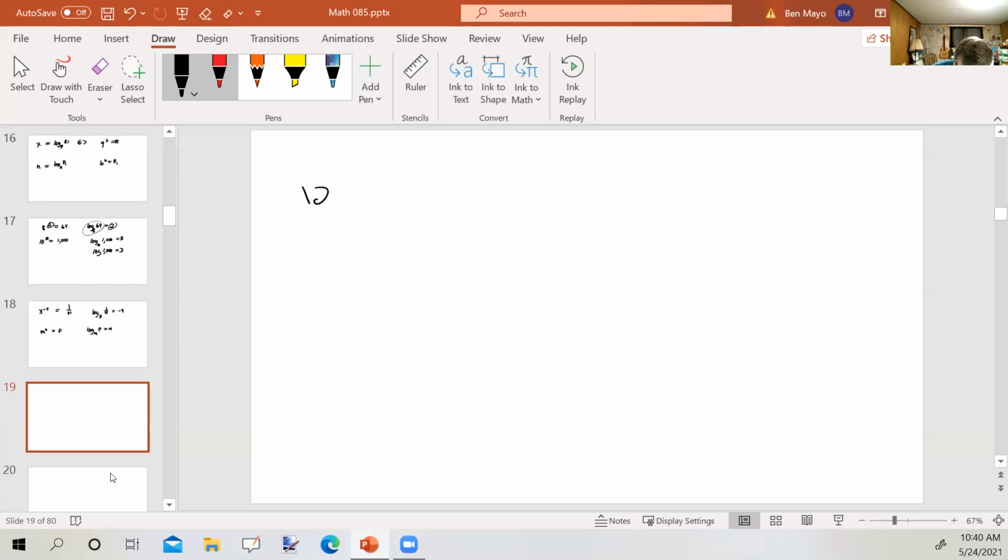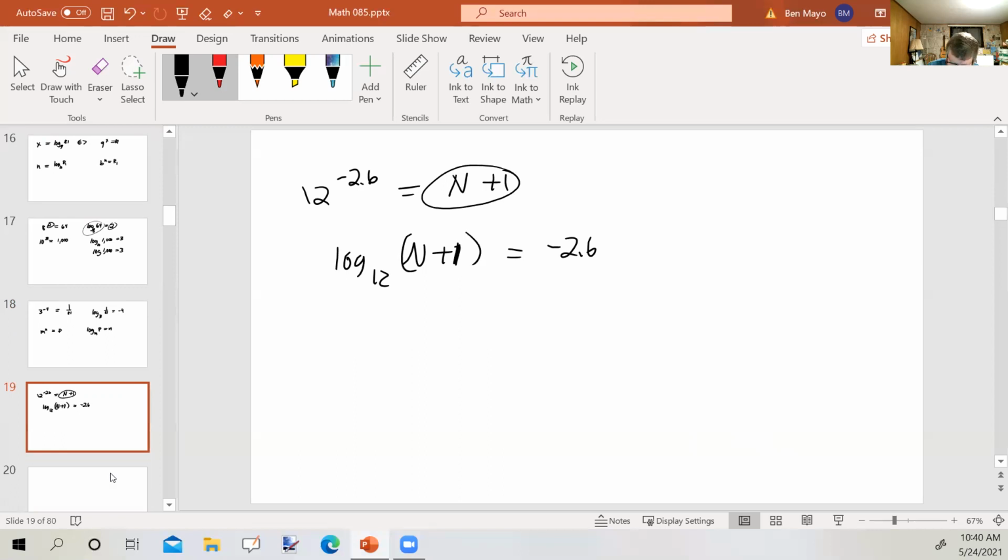Let's see here. 12 to the -2.6 power equals n plus 1. So now log base 12 of n plus 1 equals -2.6. But wait, there's a problem because all of this needs to be grouped, so we need to put it like that. That's okay. If we write log base 12 of n plus 1, that 1 isn't included in what the log is being taken of, so to speak. So we've got to use the parentheses to group that together.